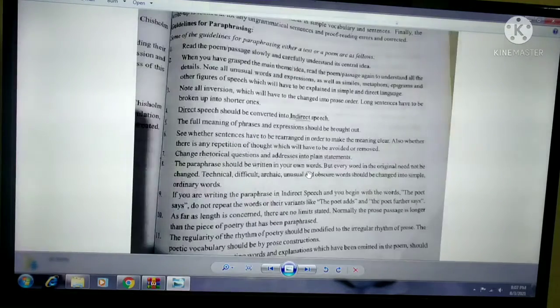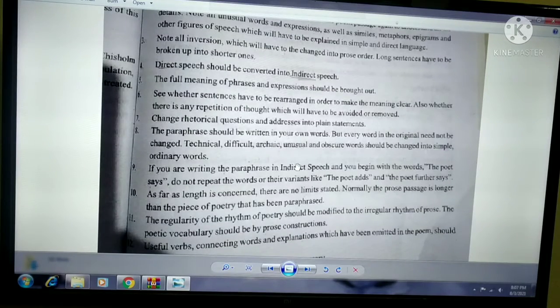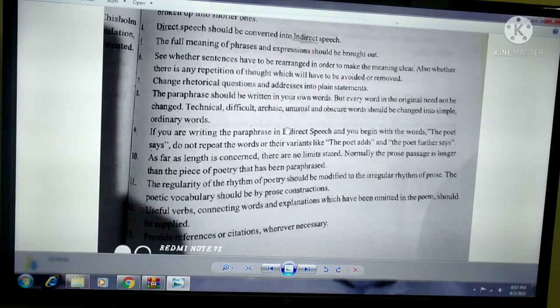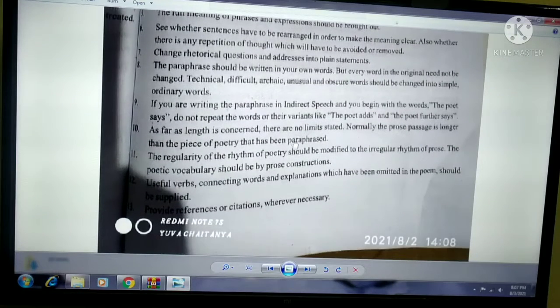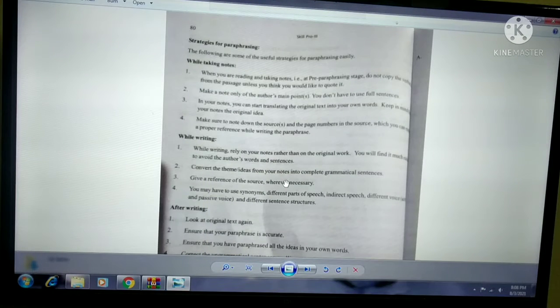Guidelines are given here. Direct speech could be converted into indirect speech. The full meaning of the phrases and expressions should be brought out, and so on. As far as length is concerned, there are no limits in paraphrasing. Later we'll see how it is in the case of summarizing. Some strategies are to be followed while taking notes, while writing and after writing. So there are 3 parts when you follow these strategies to make the paraphrasing.